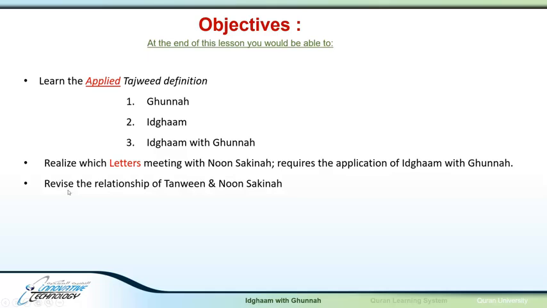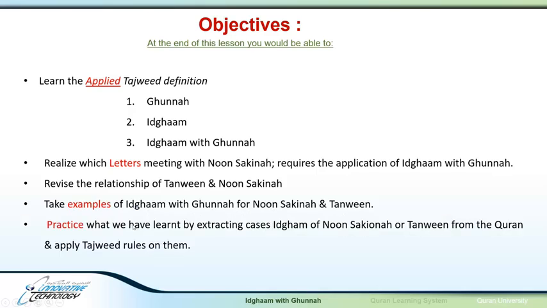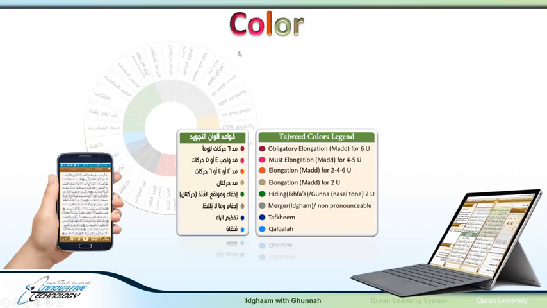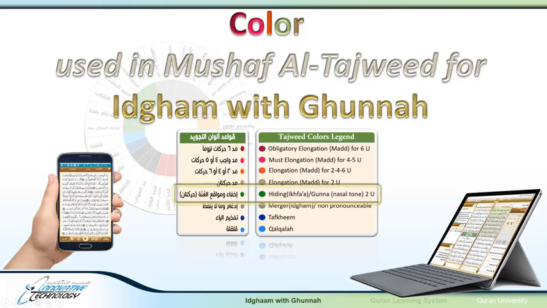Then we're going to revise the relationship between Tanween and Nun Sakinah. And then we're going to take examples of Idghaam with Gunnah for Nun Sakinah and Tanween. And we're going to practice what we have learned by extracting cases of Idghaam of Nun Sakinah or Tanween from the Quran and apply Tajweed rules on them. And we'll start by defining the color used in Mushaf Tajweed for Idghaam with Gunnah, which is the color green.